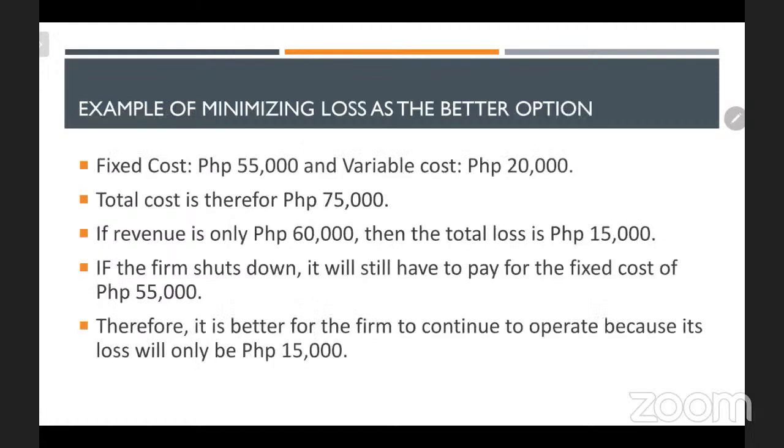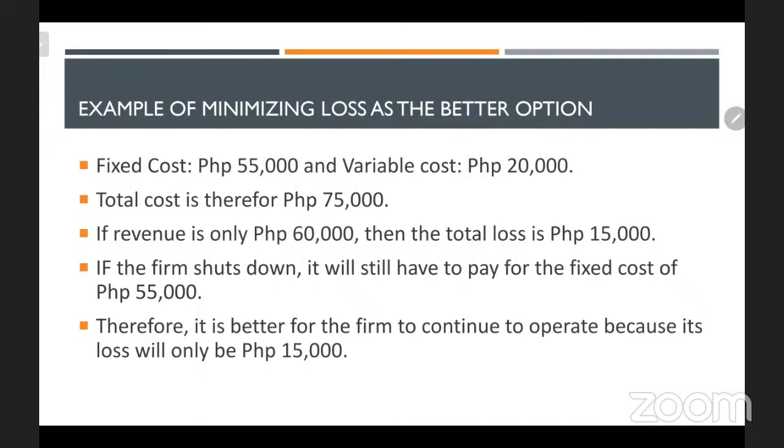All right, an example of this situation, which apparently I have, is better. Fixed cost is 55,000, variable cost is 20,000, total cost is therefore 75,000. But your revenue is only 60,000, so the total loss is 15,000. If the firm shuts down, it will still have to pay the fixed cost of 55,000 pesos. Therefore, it is better for the firm to continue to operate because its loss will only be 15,000 as opposed to 55,000, right?